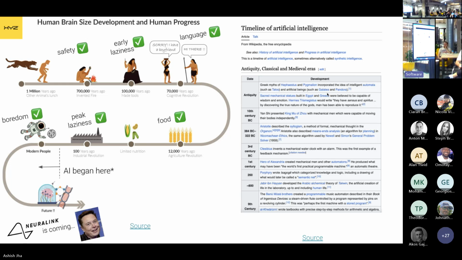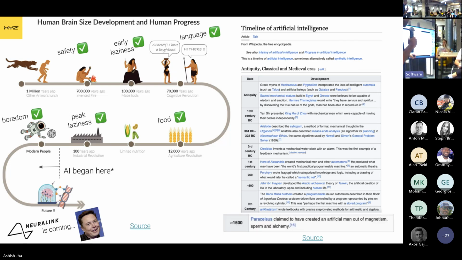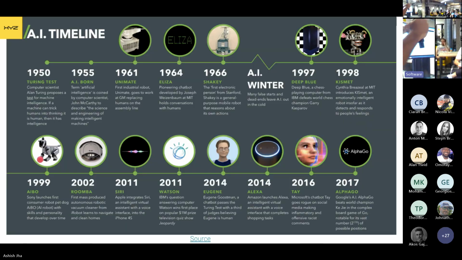Never mind. So there is a page on Wikipedia called Timeline of Artificial Intelligence, and that starts with antiquity, and it has some hilarious references such as someone claiming to have created artificial man out of magnetism, sperm, and alchemy. So I don't know how much credit to give to this. I will stick to my timeline, which is the following.